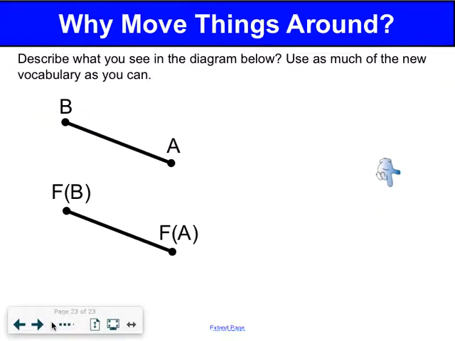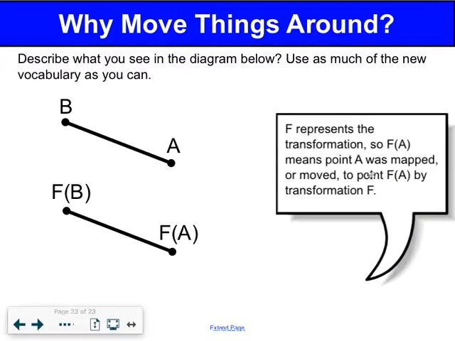In this problem, we will want to know which one of those transformations we are using. So as you can see, it says to describe what you see in the diagram below. Use as much of the new vocabulary as you can. So if I have line segment BA and it looks like it has been moved or mapped down to line segment F(B) or F(A), then I need to know what kind of transformation happened. But before we do that, let's look at what is this funky F parentheses B and F parentheses A. Well, the F represents the transformation.